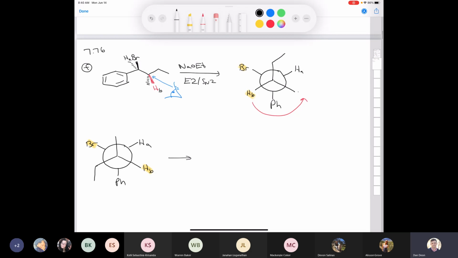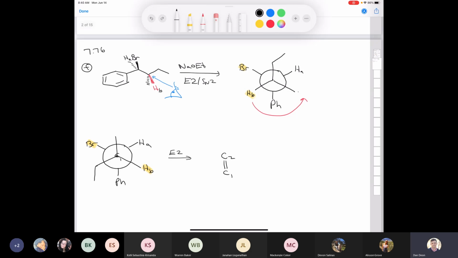So once you do the E2 elimination, what do you end up with? You end up with this carbon. I'll call this one C1, so I'll put C1 here. Then you're going to have a double bond up to C2, which is the one behind it. On C1, you've got the ethyl group over here.